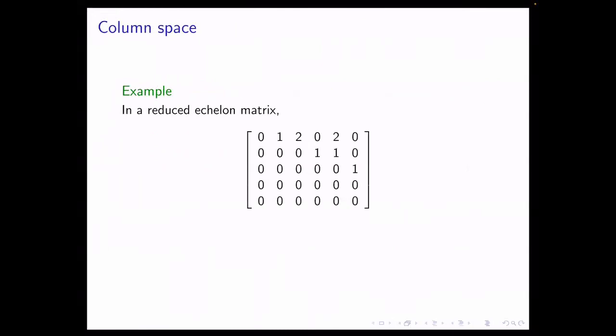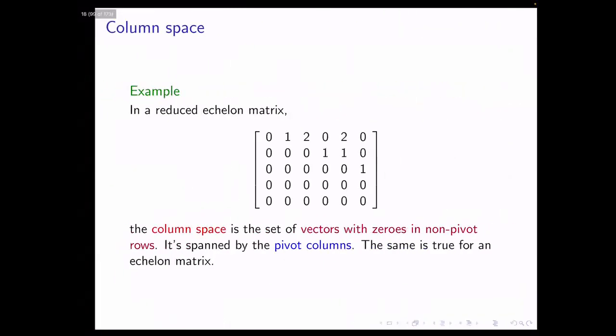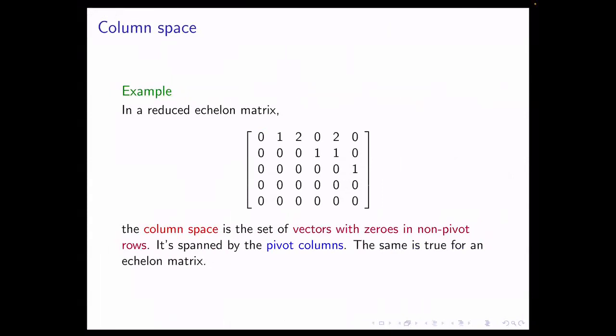Let's look at an example of a column space. In this reduced echelon matrix, what is the column space? It is the set of vectors with zeros in non-pivot rows. It's spanned by the pivot columns. And the same is true for an echelon matrix.